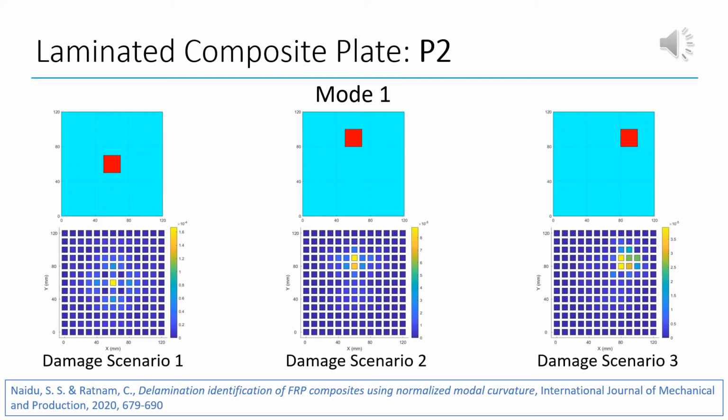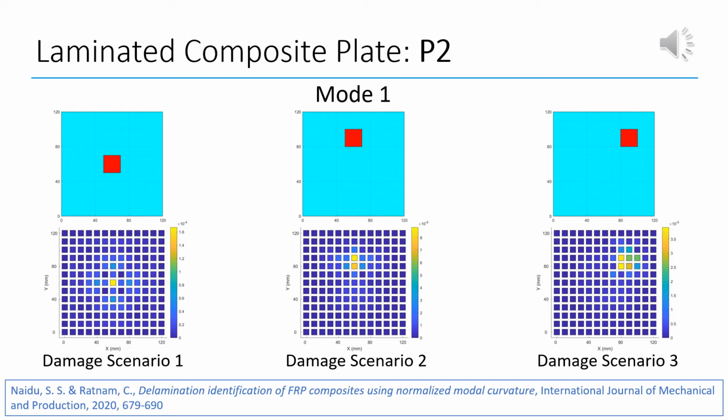This slide shows that the 3 damage scenarios are clearly identified, since the highest values of the damage indicator are observed at the center, for damage scenario 1, at the upper center, for damage scenario 2, and at the upper right, for damage scenario 3.